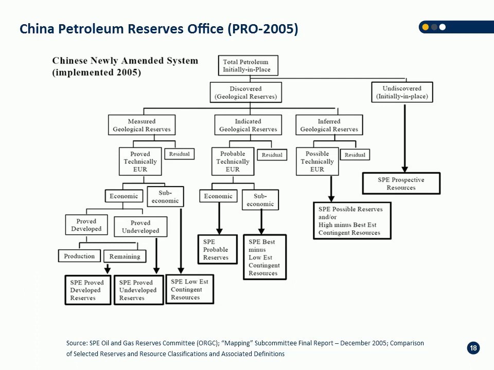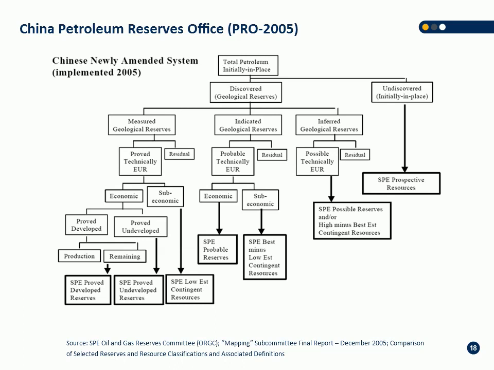So basically, the McKelvey box that had volumes moving left to right is now top to bottom here. You still have petroleum initially in place. You still have discovered and undiscovered volumes. After you get past discovered, you start getting into what they call measured, indicated, and inferred reserves. So again, like the Russians, as soon as a volume is discovered, regardless of whether it's commercial or not, they call it reserves. That's one of the major differences between these 2 systems and PRMS.